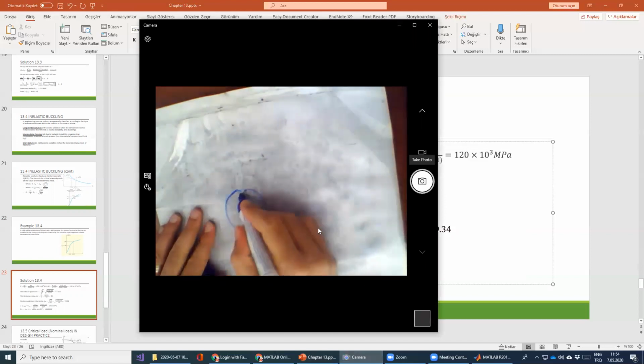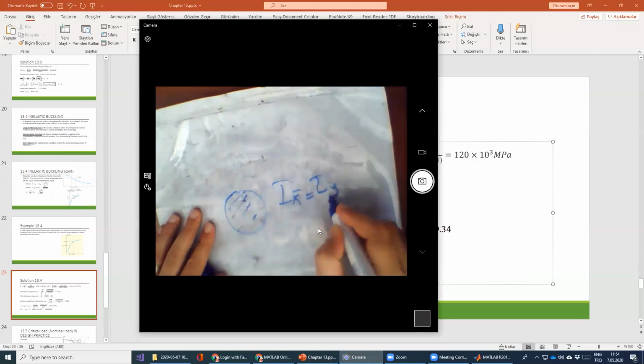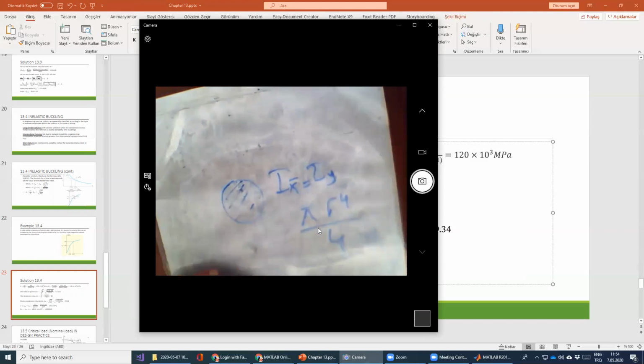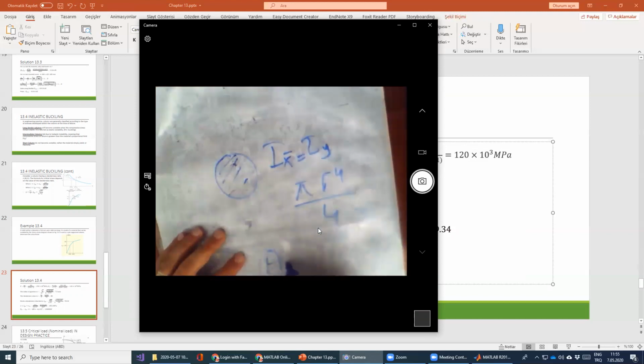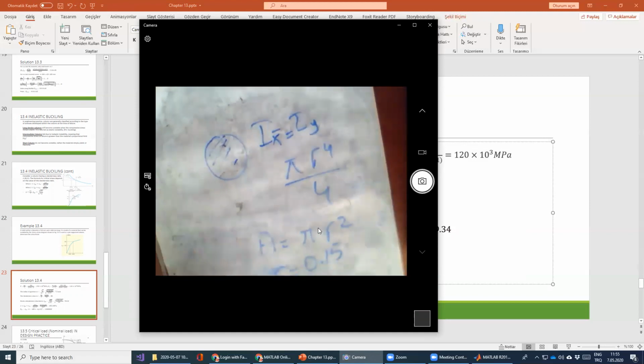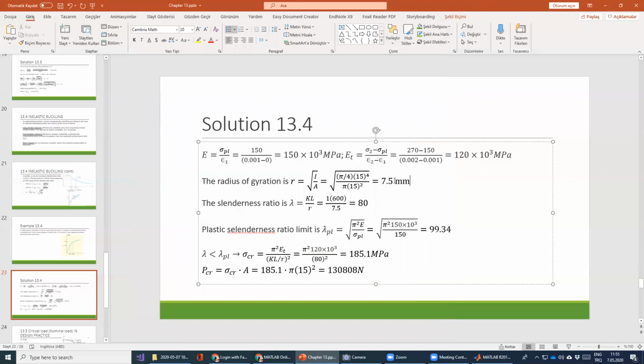on circular shape, moment of inertia Ix equal to Iy, it doesn't matter. It is pi R to the power 4 over 4. The area is pi R squared. In the question, R is equal to 0.15, the diameter is given, and radius is half of the diameter. So I use the formulation and I get the radius of gyration equal to 7.5 millimeter.